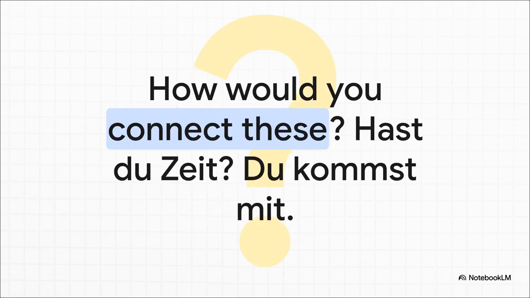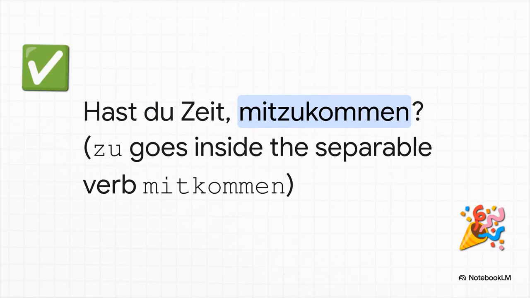All right, time for a pop quiz. Let's put this into practice. You've got two ideas. Hast du Zeit? Do you have time? And du kommst mit. You're coming along. The verb we need to use is mitkommen, which, yep, is a separable verb. So, how would you put those two together? And that's it. Hast du Zeit mitzukommen? The zu slips right in between mit and kommen. You got it, right? Perfect.